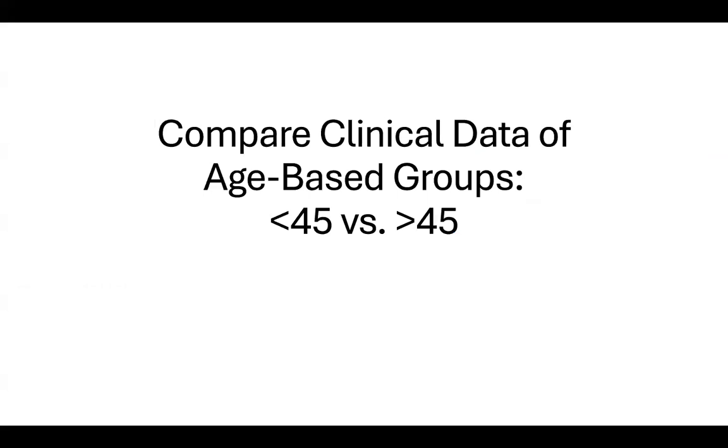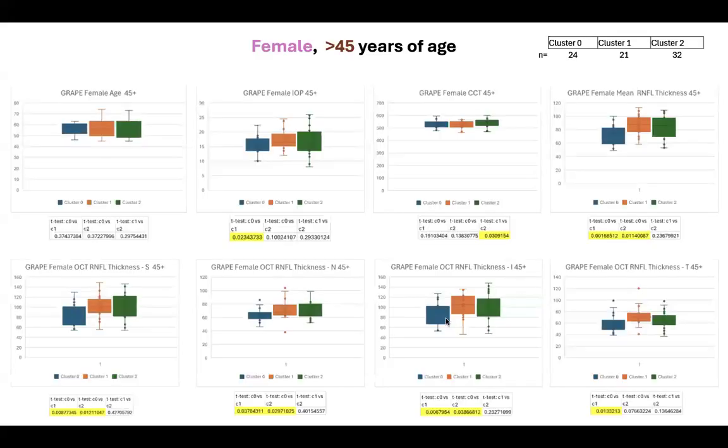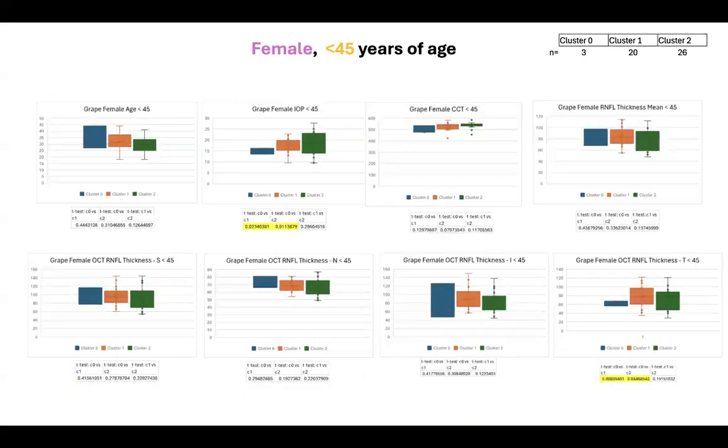To confirm the 45 plus age group exists in females, we compared clinical features between women above and below age 45. With these box and whisker plots, we can see that there were many differences between cluster 0 and clusters 1 and 2 in the above age 45 group, as shown by the mean RNFL thickness and its individual components. Similarly, for the under age 45 group, there are some cases of statistical differences. However, the sample size for cluster 0 was particularly small, consisting of only 3 data points. Therefore, we took any conclusions about the differences between the clusters from this age group with a grain of salt.